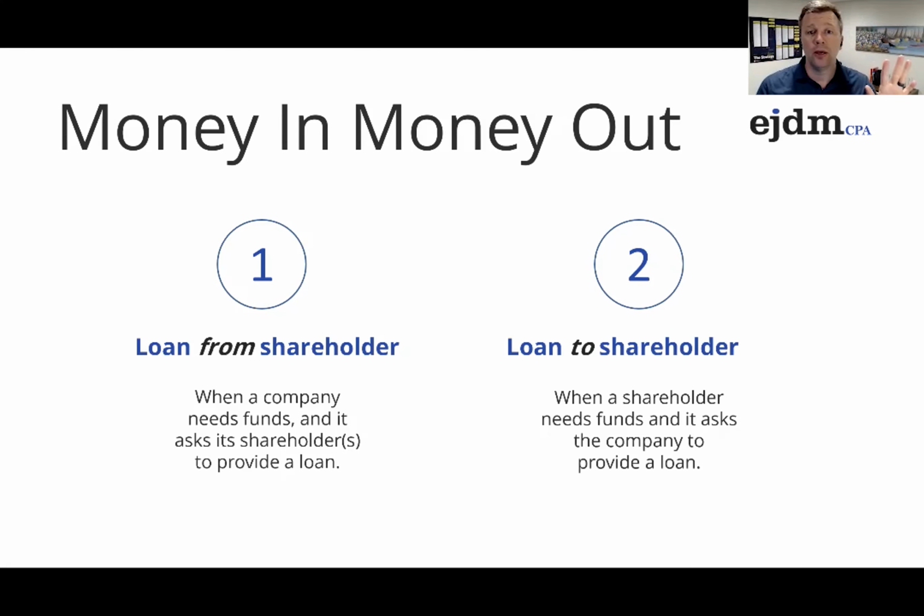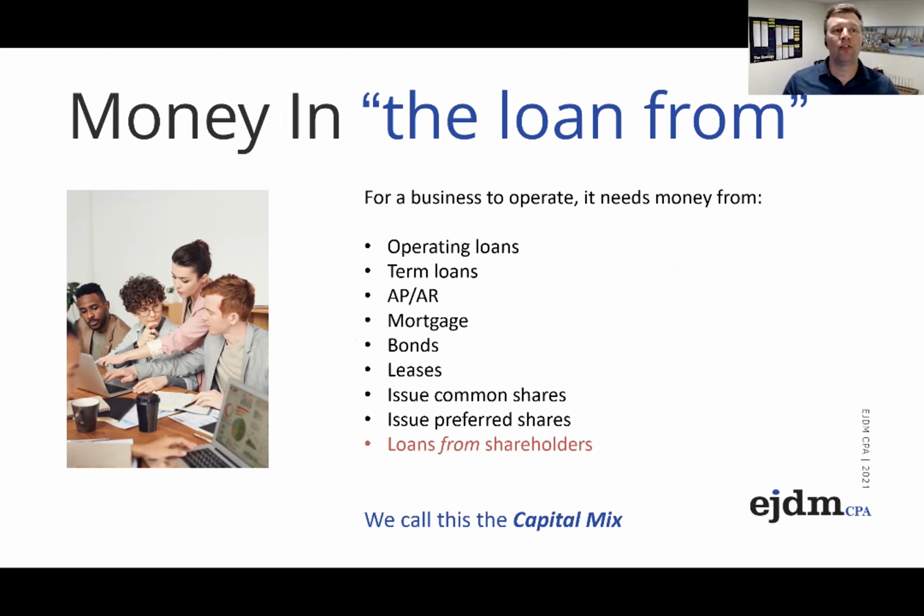So starting with money in, this is the loan from a shareholder. Now, why do I need money from my shareholder? Some of you know this already, and bear with me for a little bit. For a business to operate, I need some money. I need cash to do a bunch of different things. And where I'm going to get that from is a whole variety of places. I might get it from operating loans, term loans, which are typical types of banking or lending facilities. I may look to my working capital, accounts payable, accounts receivable, and juggle those a little bit to generate some cash for me.